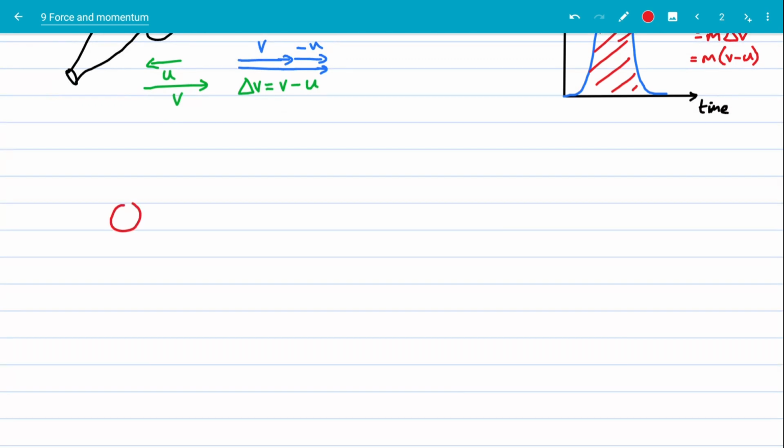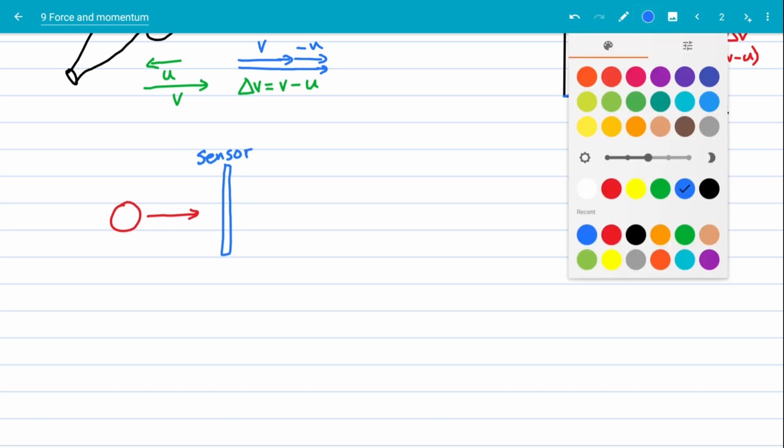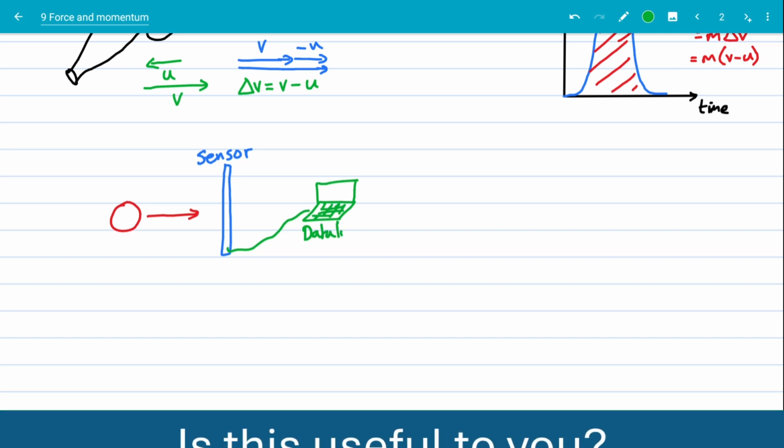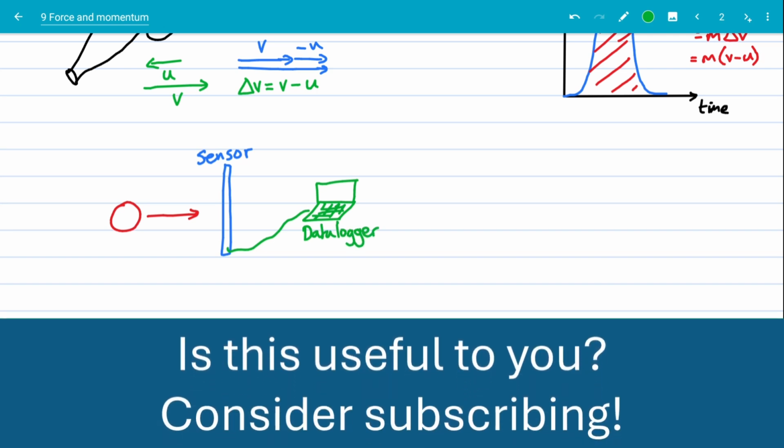Let's imagine a ball is like this and it's coming in, and we've got some sort of sensor here, which is connected to a computer. So we're talking about data logging here. This is connected to some sort of computer. I'll just call it data logger. That's what we're talking about.